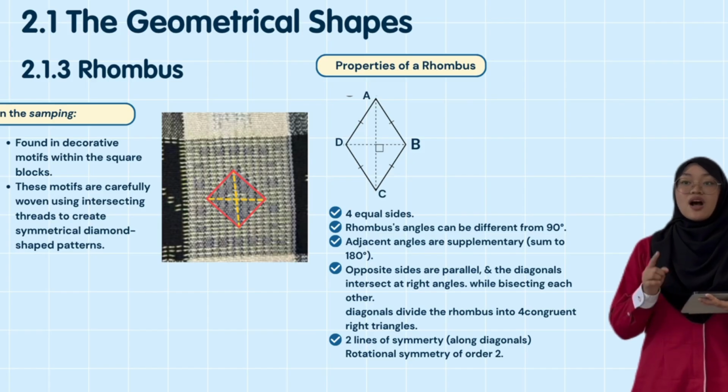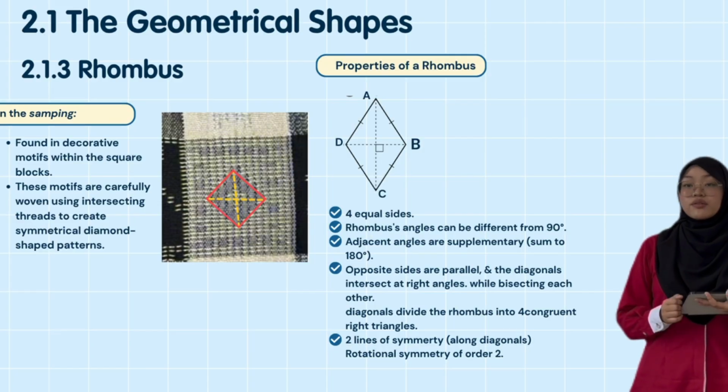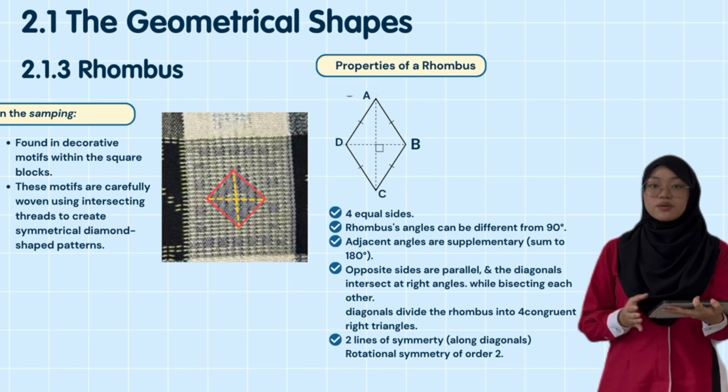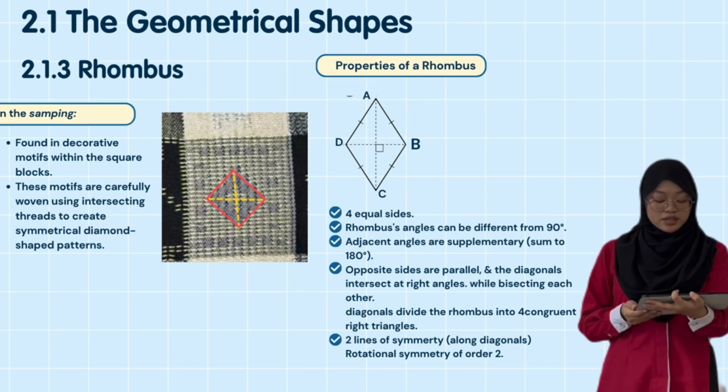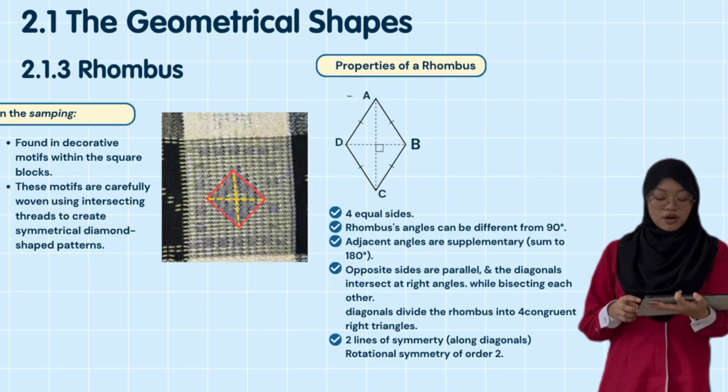The diagonals also divide the rhombus into 4 congruent right triangles, and it has 2 lines of symmetry along the diagonals. The rotational symmetry of the rhombus is of order 2. Therefore, the rhombus motif found in the woven samping contributes to the geometric deliberateness of the design and creates a sense of balance and harmony within the overall pattern.